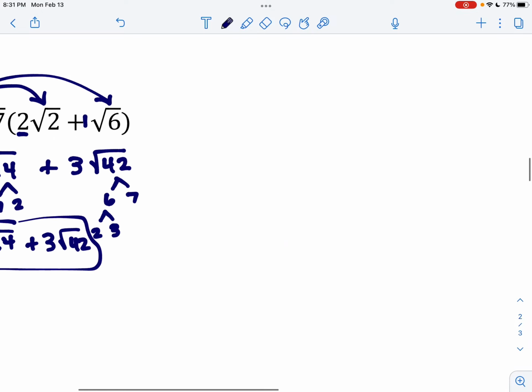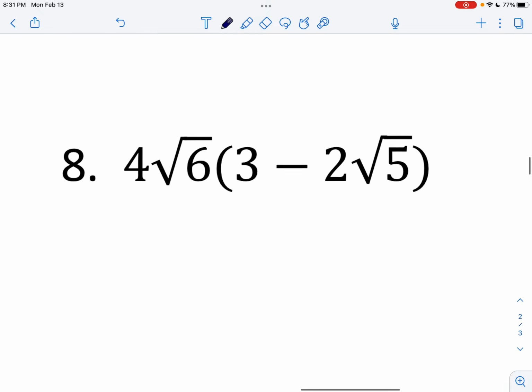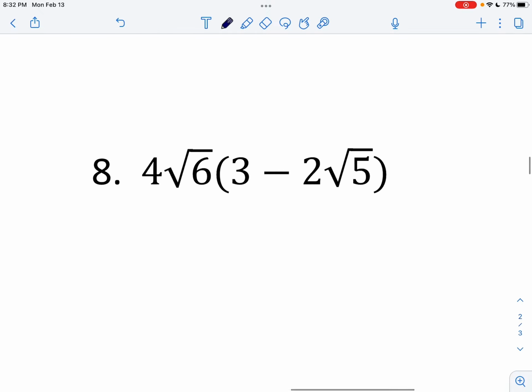All right, maybe pause it and see if you can try number 8. I'm going to write the answer in here, so when you are done, you can check it to make sure that you are on the right track.